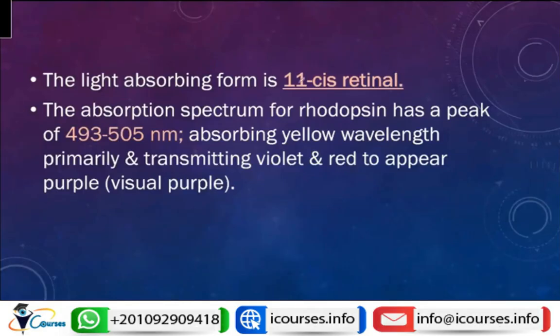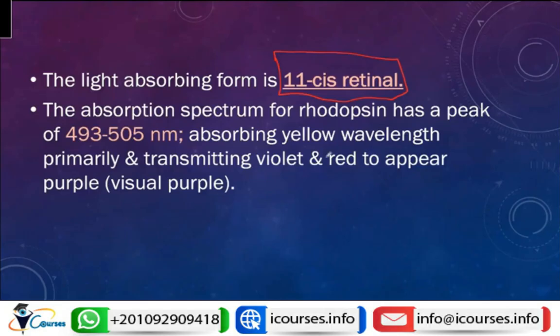The form of retinal is called 11-cis retinal. So 11-cis retinal is the specific molecular configuration of the vitamin A present in the rhodopsin. Since this is a light-sensitive molecule, it will absorb light. And every visual pigment has what's called spectral sensitivity, meaning that it has a peak sensitivity for a specific wavelength.